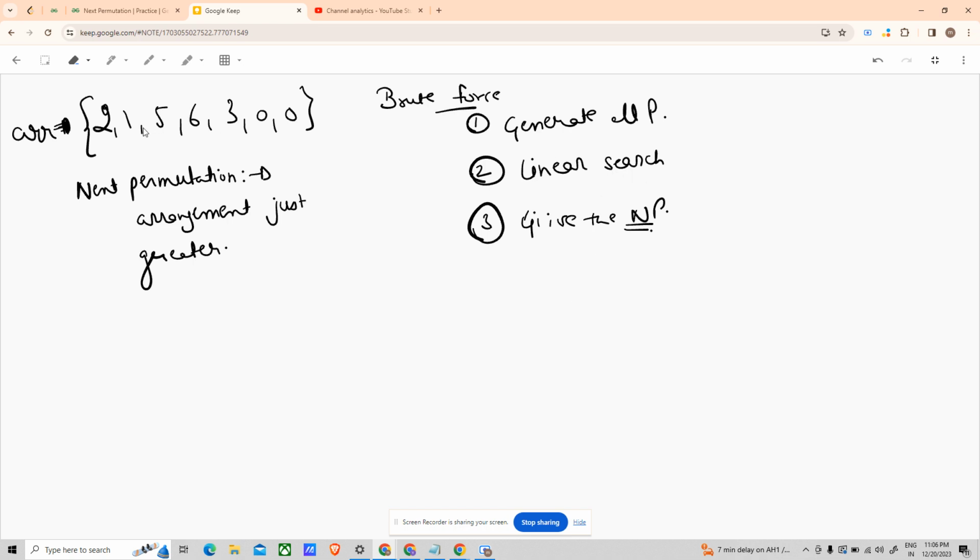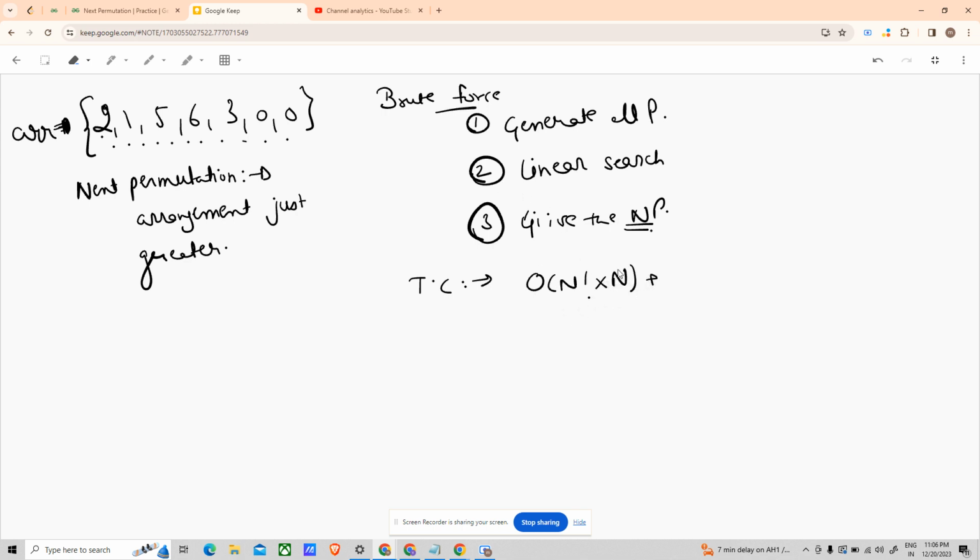Like, of the given array, form all the permutations. Okay, in a data structure, you stored all the permutations. Search for where 2156300 is present, and after that, return the next permutation, that is, the element present at the next index. The array present at the next index is your answer. Okay, so what will be the time complexity for this? For step one, generating all the permutations, it would be O of n factorial into n.